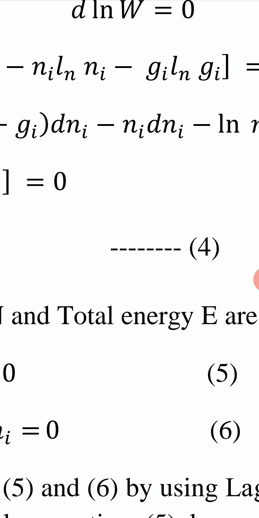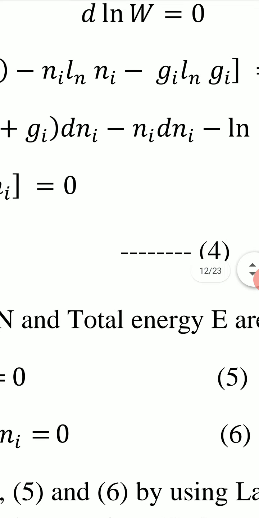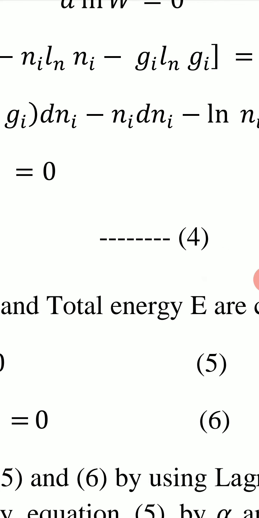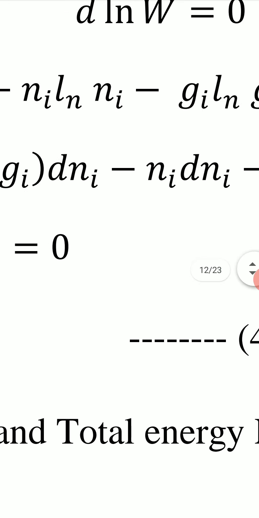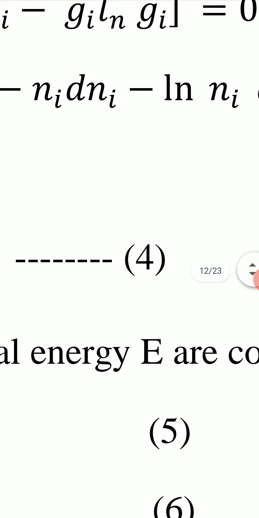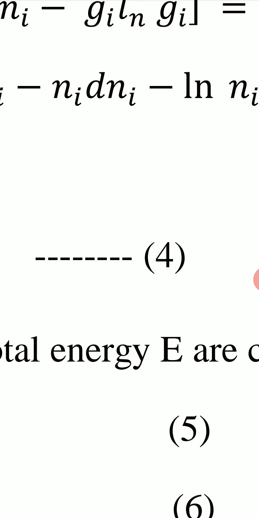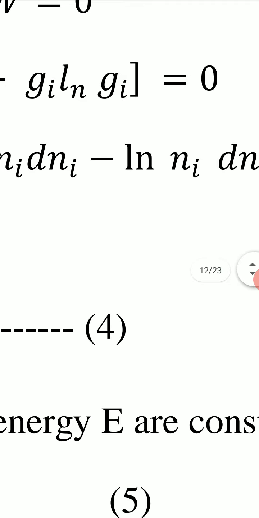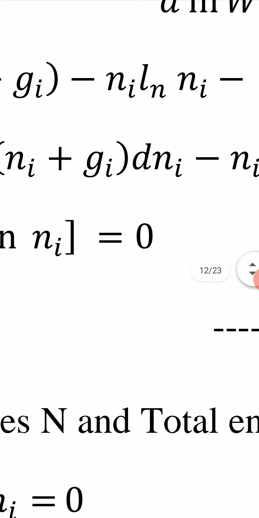Similarly, we differentiate the second term also: first function times differentiation of second plus second function times differentiation of first. So the first function is ni, and the second function is log ni. The differentiation of log ni will be 1 upon ni dni. So correct here also: it is minus the first function ni and the differentiation of the second, that is log ni, which is 1 upon ni dni. So this term will be minus ni upon ni dni. And then we have minus the second function log ni and the differentiation of the first, which is dni. And if we differentiate the last term gi log gi, its differentiation is 0 because gi is constant.